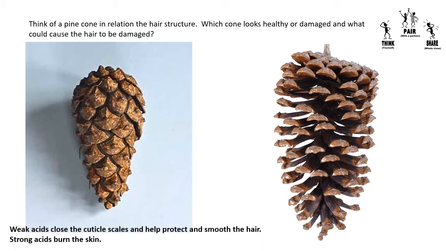Weak acid closes the cuticle scales and helps protect and smooth the hair. Strong acid burns the skin. So think of strong acid maybe like a battery acid or something like that, which is like your 0 or 1.